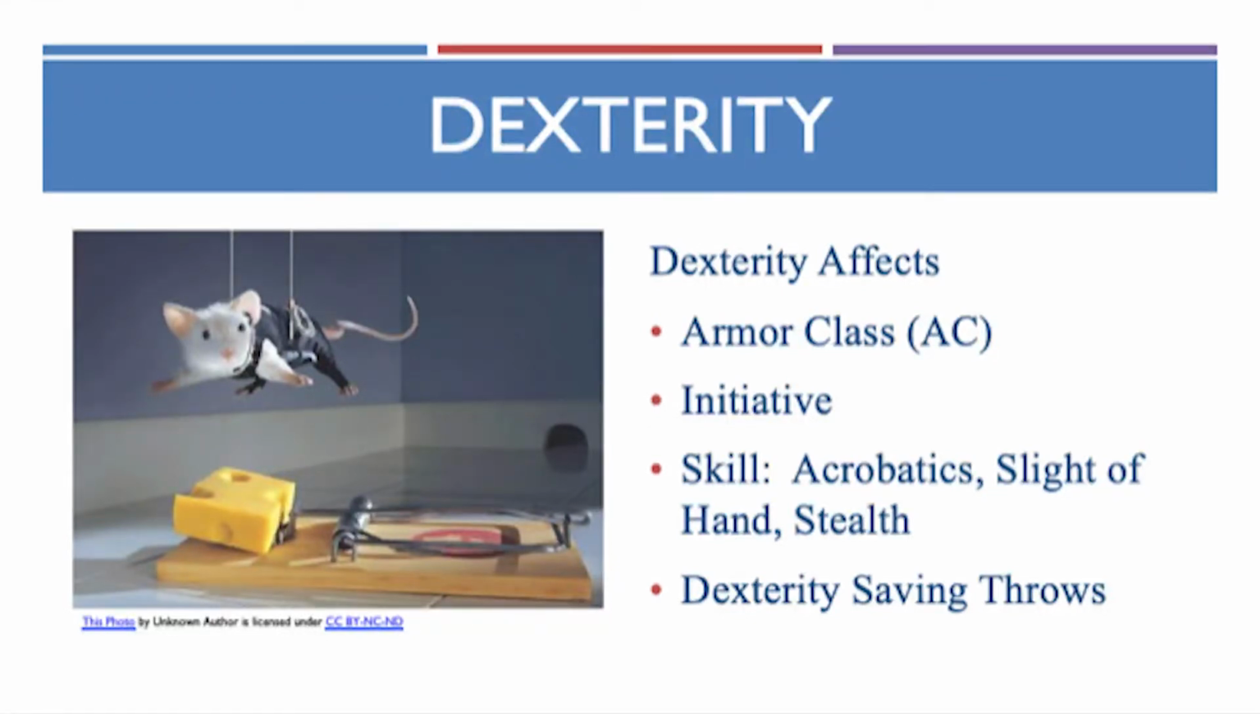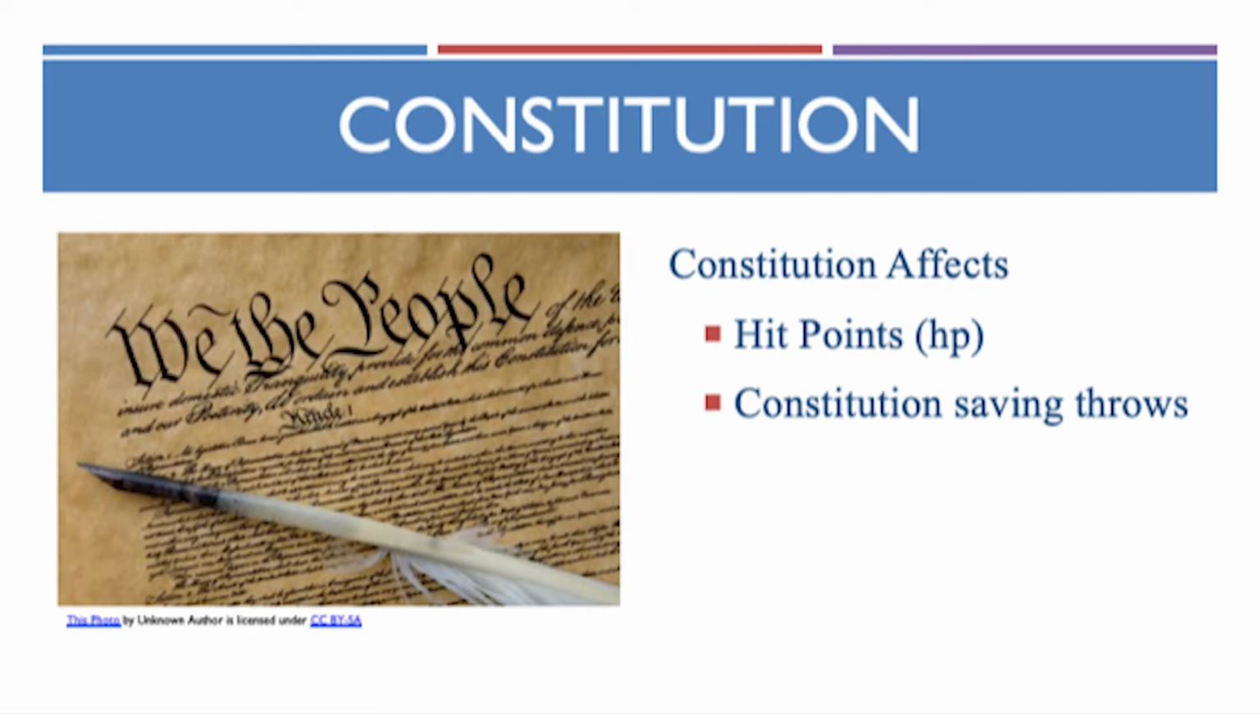The next ability is Constitution, which affects your HP or hit points, and Constitution saving throws, which are used to counter a poison or to concentrate on a spell. Your HP is determined by your hit die and your Constitution modifier. Basically, the higher your Constitution, the higher your HP.